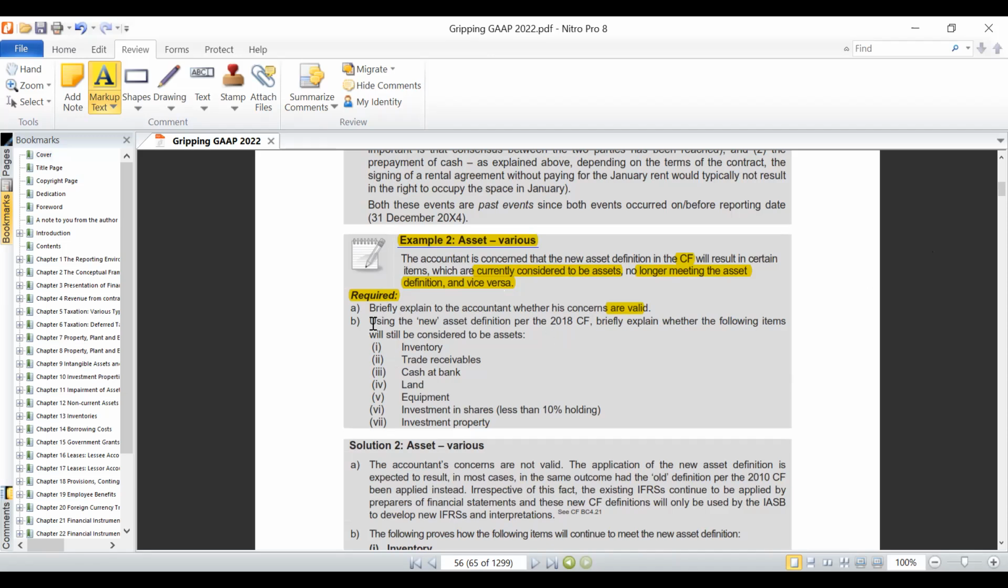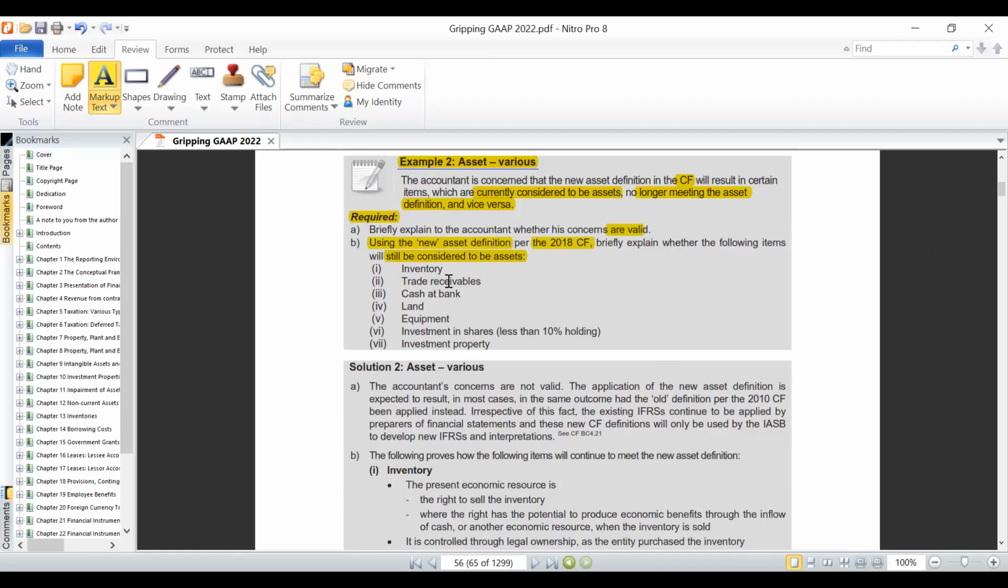So question number 2 was now saying, using the new asset definition per the 2018 conceptual framework, briefly explain whether the following items will still be considered to be assets. All right. Definitely inventory will still be an asset. Okay. Definitely trade and other receivables is still going to be assets. Cash at the bank, same story. Land, equipment, investment in shares, as well as investment property. Right. So all these are typical examples of assets.